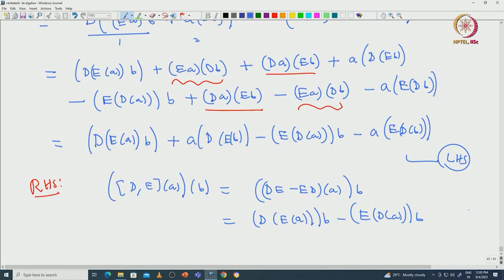Similarly, A times bracket DE acting on B. Okay, then you get A times D of E of B. Let's not jump, let's just do it step by step. So, DE minus ED acting on B.